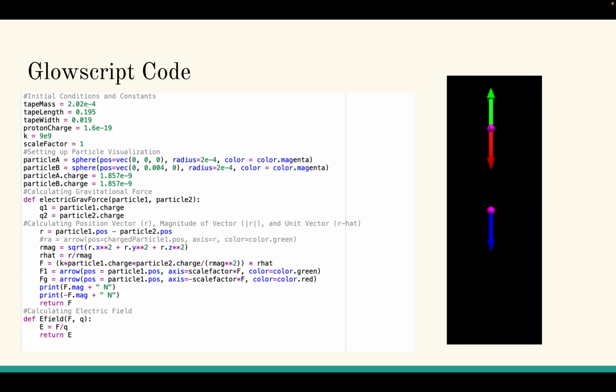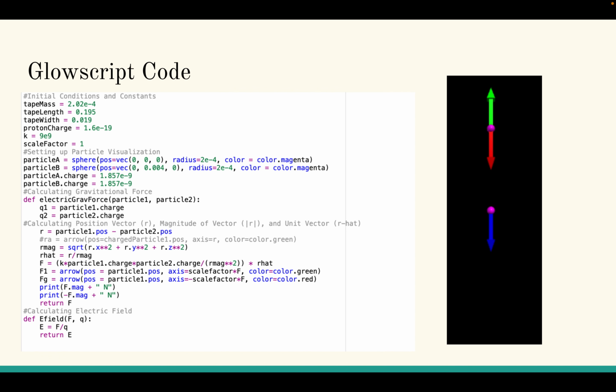So as we can see in the code snippet, the initial conditions and constants were established, followed by the code to visualize the particles. The gravitational force was then calculated, which took into account the calculations of the position vector, otherwise known as r, the magnitude of r, and the unit vector, or r hat. From this, I then calculated the electric field using the equation E equals F over q, or electric field equals force over charge, to find the electric field of 1.02 times 10 to the 6 newtons per coulomb on a single tape, as previously mentioned.